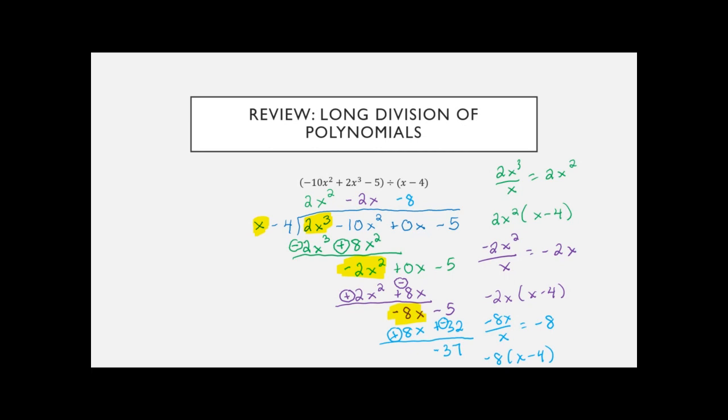Once you get to a point where you can't remove x anymore, then you write your final answer. So you look at what you have on the top, 2x squared minus 2x minus 8. Then I have my remainder, and that gets written as a fraction. It's negative 37, and then I divide it by x minus 4. And this is what your answer looks like. And this is what long division is.